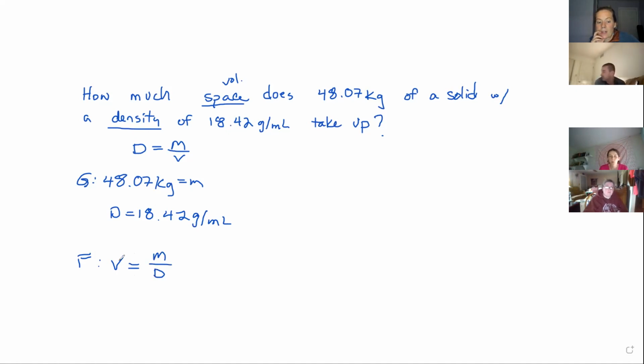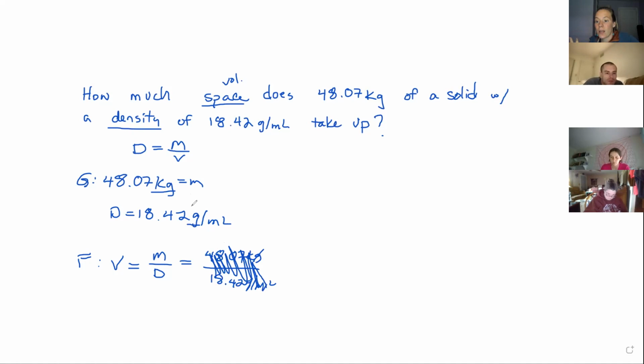And some people get, oh, volume equals density divided by mass. No, definitely not. So make sure you're isolating correctly. Now, if you were to plug this directly in like this, hopefully you would add the units, and that would be kind of a blocker for you to stop and rethink. So if you were to go 48.07 kilograms divided by 18.42 grams per milliliter, you would realize, oh, this is a gram, this is a kilogram. I'm missing something here. These aren't matching up. So we can't plug this in like this. We have to have the units match up.